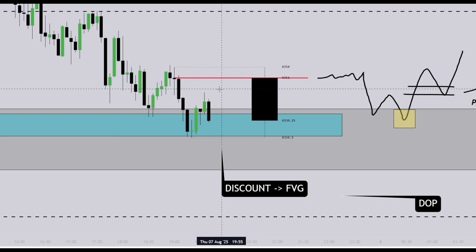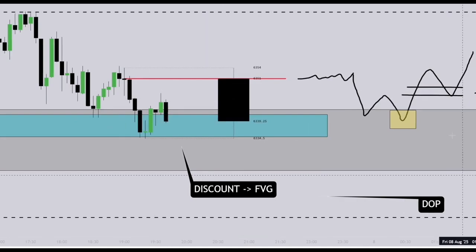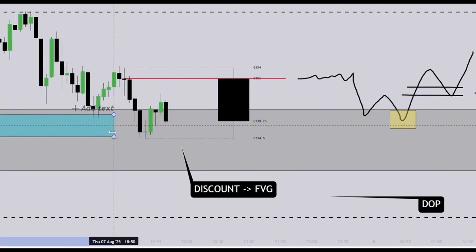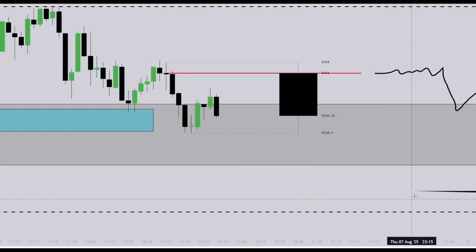FOMO is for traders who don't backtest enough. FOMO is for traders who don't understand how the market works at key levels, right? We want to be buying below the candle's opening price inside of a key level, right? This blue box is the key level. This gray box is also the key level. So how are we doing that?